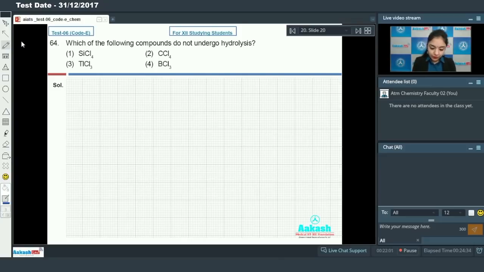So if we look at silicon tetrachloride, we have vacant orbitals present in silicon, so it can undergo hydrolysis very easily. Now if I talk about CCl4, you very well know that carbon does not have vacant low-lying 3d orbitals, so it is very inert towards hydrolysis. It doesn't undergo hydrolysis. So option number 2 will be the correct answer.